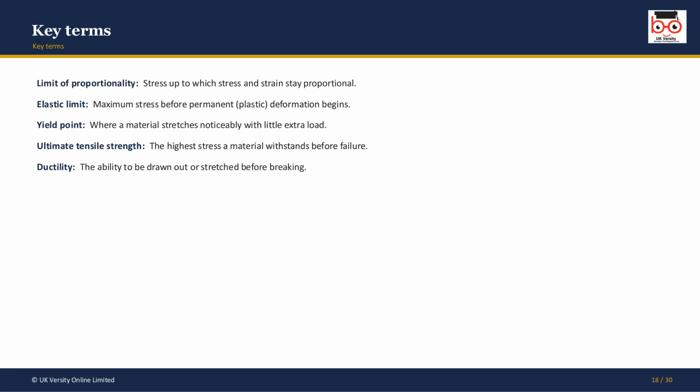The elastic limit is the largest stress before permanent plastic deformation begins. The yield point is where the material suddenly stretches noticeably for very little extra load. The ultimate tensile strength is the highest stress it can withstand before failing, and ductility is its ability to be drawn out or stretched before it breaks.